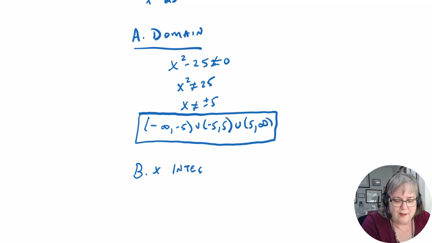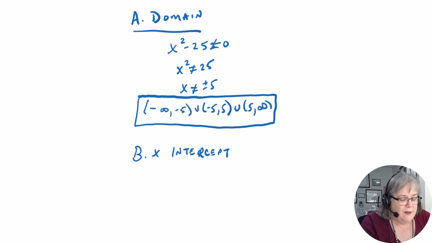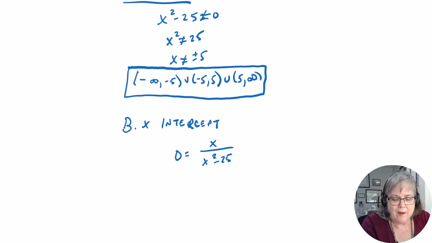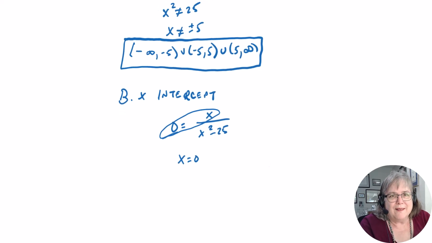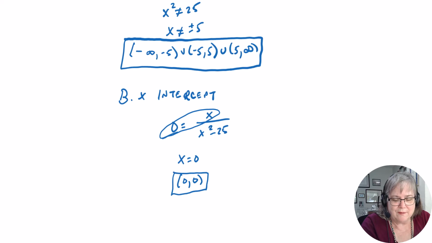Now, how do you find anybody's x-intercept? You set y to be 0. So you would say 0 equals x over x squared minus 25. And if you're going to have something equal to 0, it's the numerator that has to be equal to 0. So x is 0. Now, again, some teachers will accept that x is 0 is the x-intercept, and some want to see the point itself. So if x is 0 and you set y to be 0, this is your ordered pair.